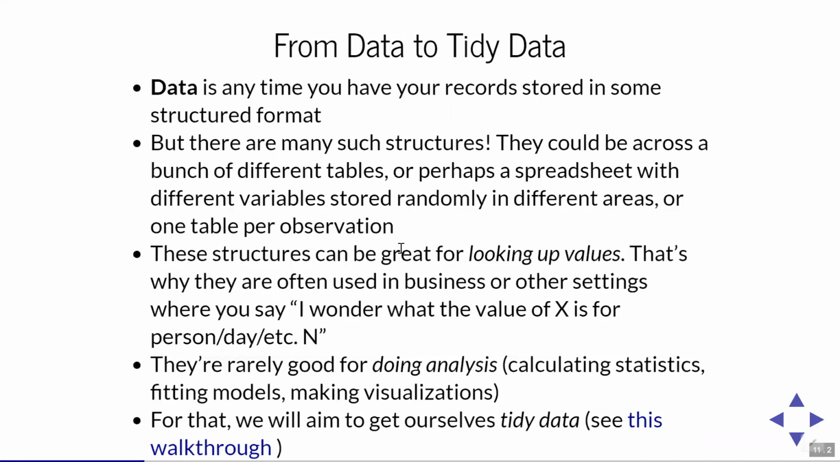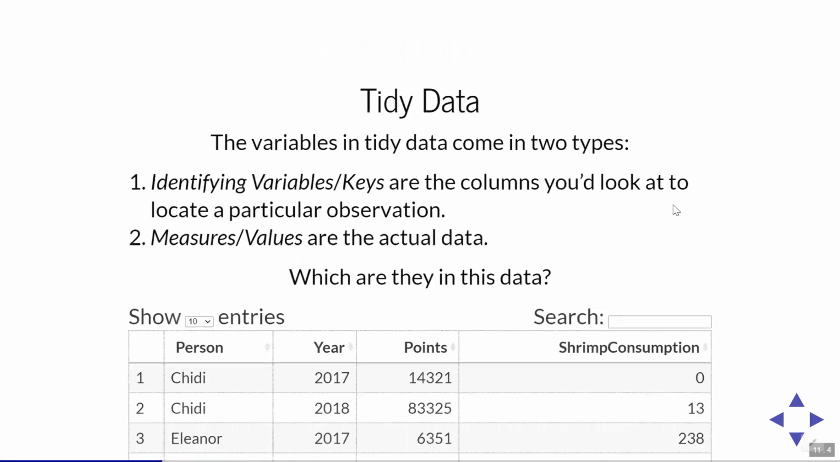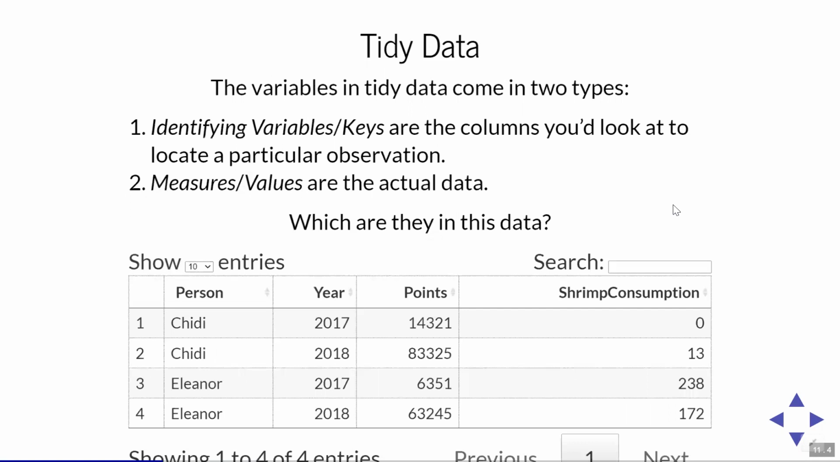So what we're going to want to do is create some tidy data, which I've also linked a walkthrough for that goes into more detail, but I'm going to focus on certain parts of it here. So first of all, what is tidy data? In tidy data, each variable that you have forms a column, each observation that you have forms a row, and each type of observational unit forms a table. What do I mean by observational unit? An observational unit is the mix of identifying variables that identify a particular observation, which is not that much clearer. So let me take another run at that one.